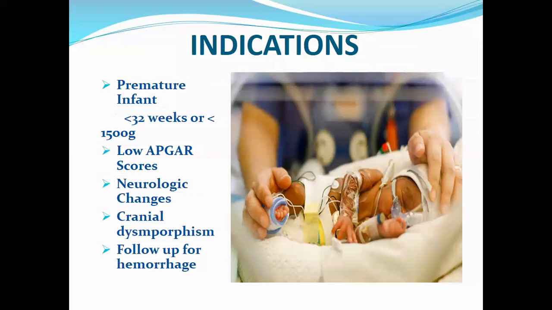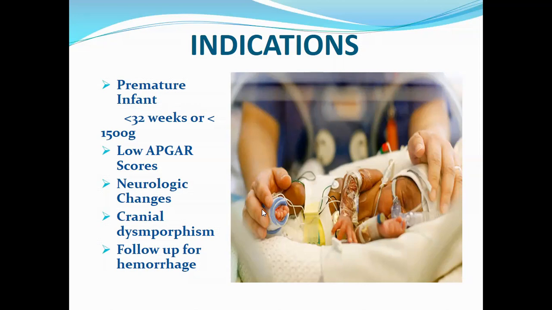What are the indications for neonatal neurosonography? The most important indication is infants usually less than 32 weeks and below 1,500 grams. These are susceptible to bleeds in the space called the germinal matrix. The germinal matrix is a highly vascularized space situated between the thalamus and the nucleus.